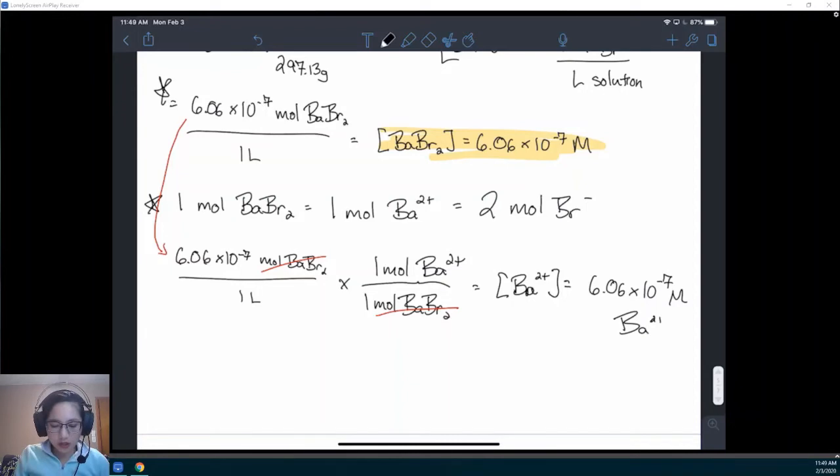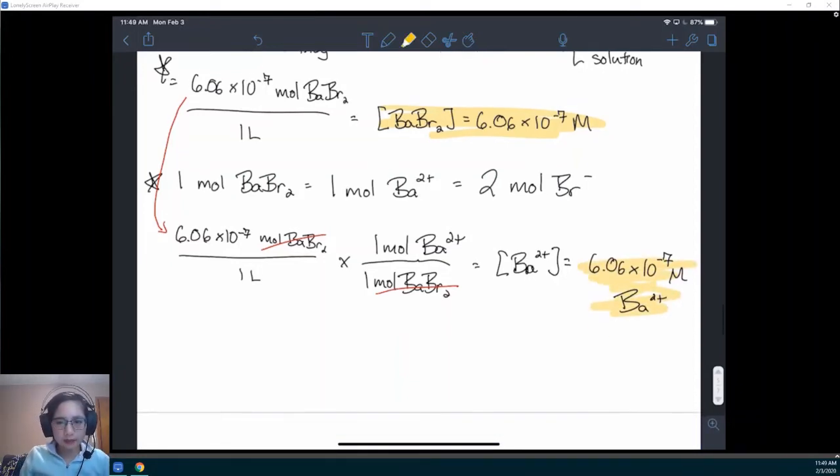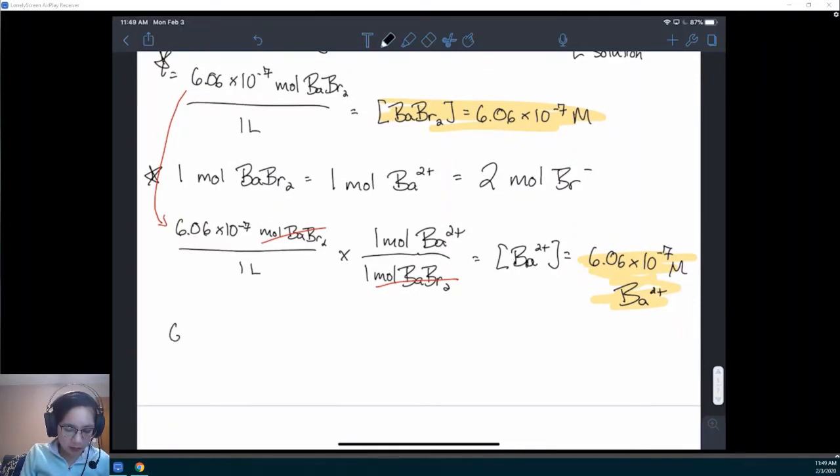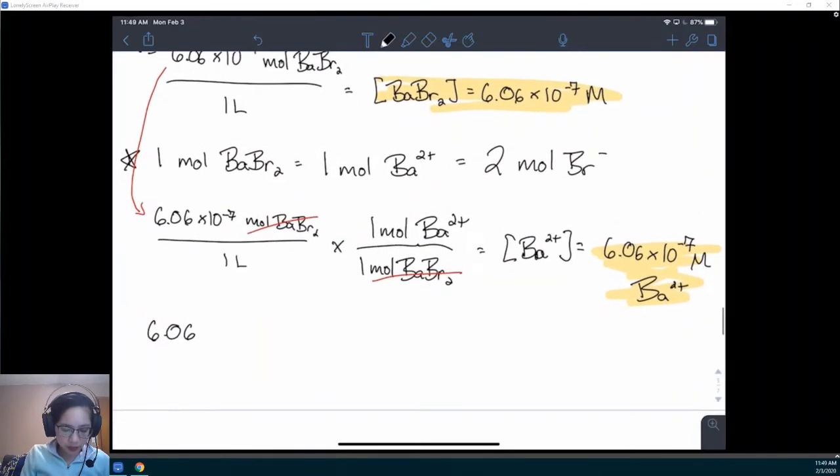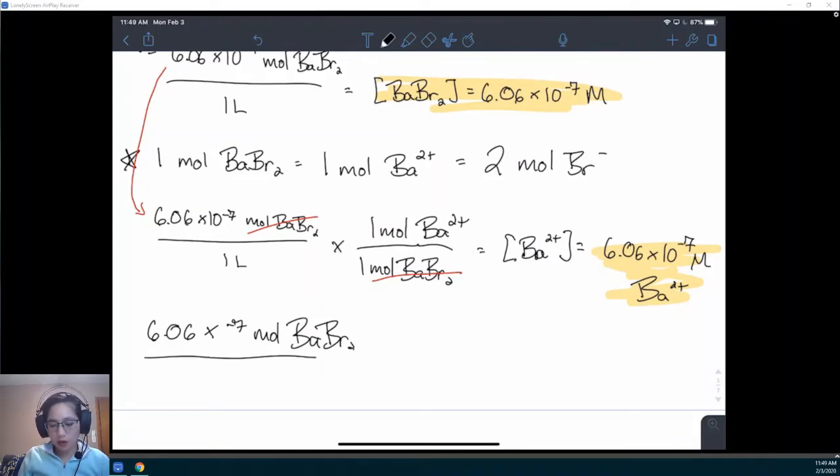All right, so now let's do the same thing for bromide. Again, I'm going to start with the same number, the molarity of barium bromide that we just calculated. So start with that value, over 1 liter. Now we just have to use the other ratio. So 1 mole of barium bromide, that cancels. Put what we want on top, so 2 moles of bromide.